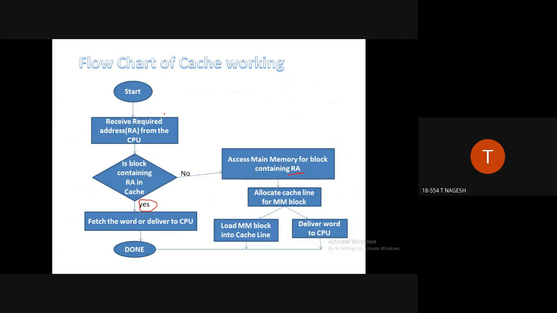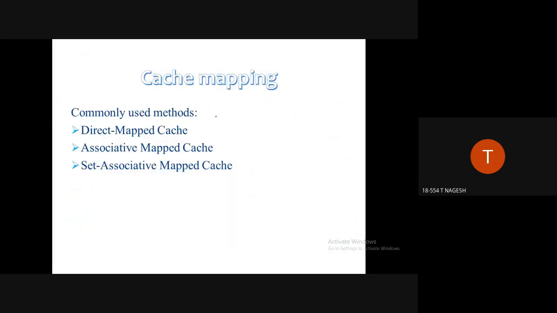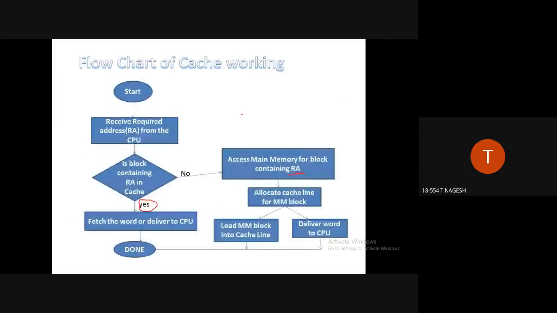This is a simple flowchart where you can understand the process in a simple manner, right? Moving on, we have different mapping techniques. Before moving to the mapping technique slide, you need to understand two concepts. One is cache hit, and the other one is cache miss.